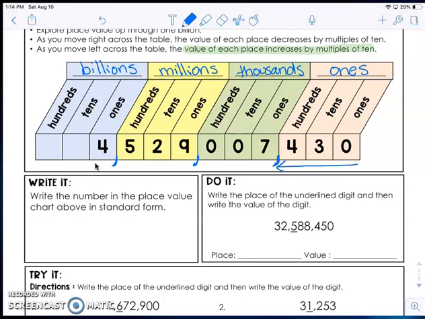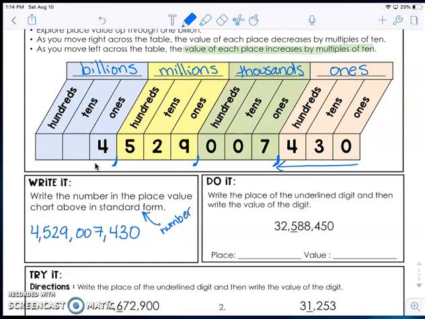So when we write this, we have 4,529,007,430. It just wants us to practice writing that in standard form. Standard form really just means that we are going to write that number. Make sure that you're keeping up and writing this down on your paper. If you're behind, you can always pause as much as you want.